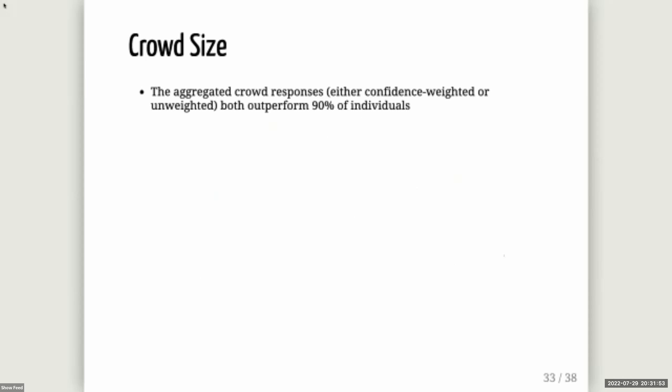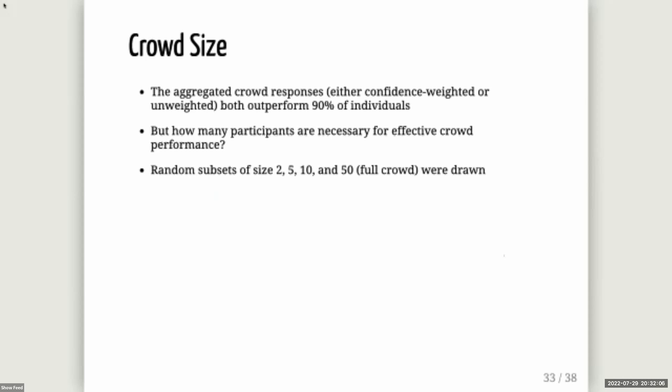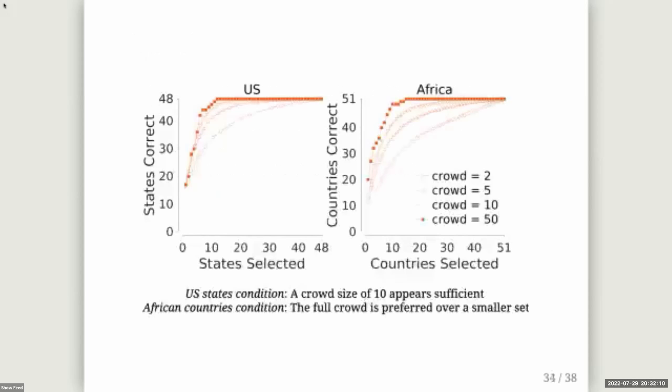So one of the things to think about is, for the wisdom of crowds aggregate, do you actually need the full crowd? The aggregated crowd responses outperform 90% of the individuals, but do we need all of these participants for effective crowd performance? So we looked at subsets of size 2, 5, 10, and the full crowd of 50 to investigate this. Again, we have the US on the left, Africa on the right, and we see that as you increase the crowd size from 2 to 5 to 10 to 50, you see increased accuracy.